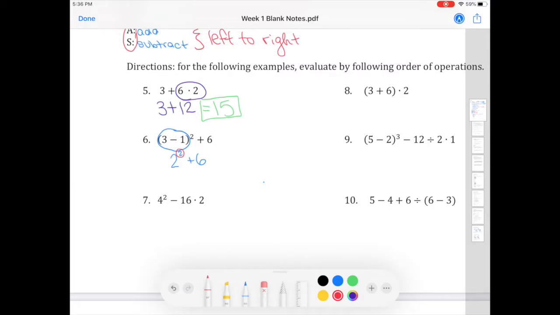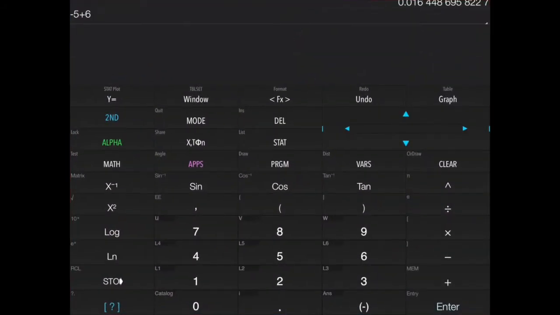Okay, after parentheses, the next thing you have to look for is E, which is exponents, and I have one of those as well. So 2 squared just means 2 times 2. You multiply your base by itself, the exponent amount of times. So 2 times itself twice is going to be 4 plus 6.